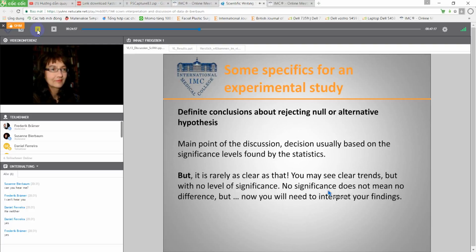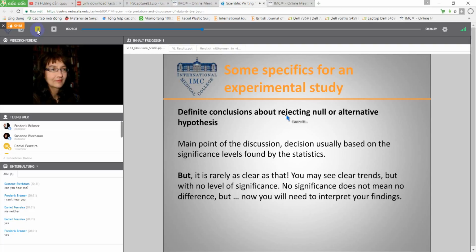Now, some specifics for the experimental study. As I said before, the discussion is mainly about this. You want to know, do I reject the null hypothesis or the alternative hypothesis? Theoretically, your data should tell you this. But usually you base this decision on the results of your statistical evaluation. Now, anybody who's ever done any statistical evaluation knows that does not always work out the way you want it to work out, because sometimes you do not have a statistical significance.